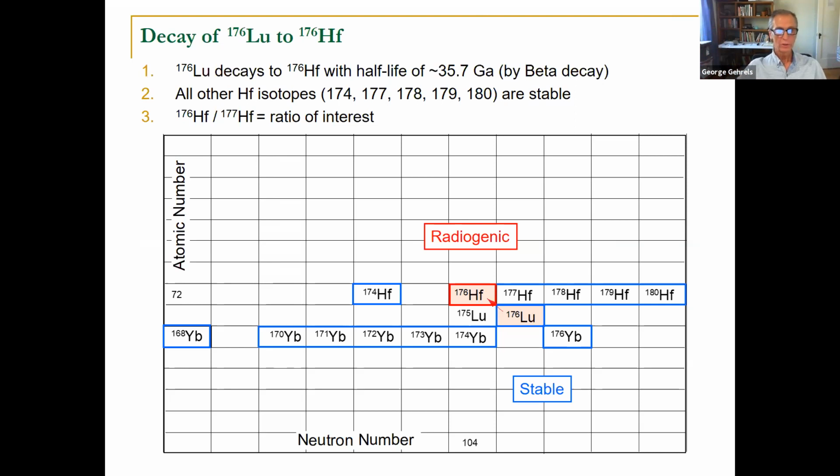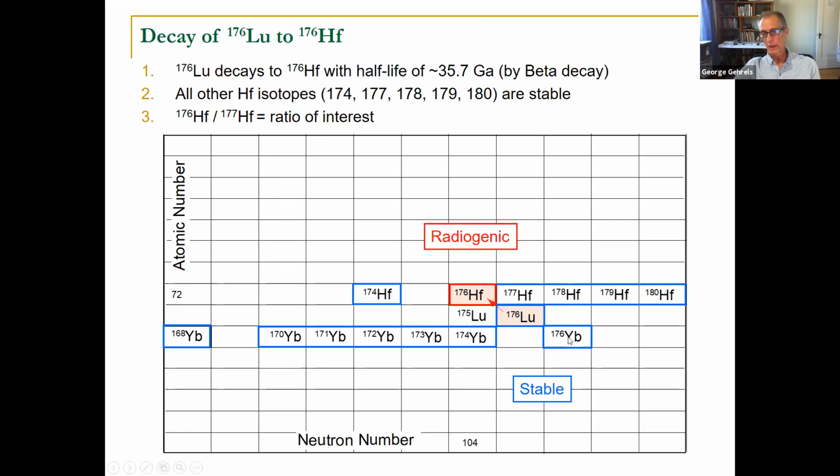So we're talking about lutetium-hafnium isotope systems, and the real action is hafnium-176 to hafnium-177. That's the isotope ratio that we're really interested in. The reason that ratio varies in nature is because hafnium-176 is the daughter product of lutetium-176. So we need to talk about both of those.